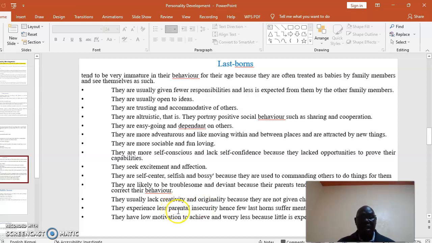They usually lack creativity and originality. They experience less parental insecurity. Hence, few lastborn suffer mental disorders. They have low motivation to achieve and worry less because little is expected of them.